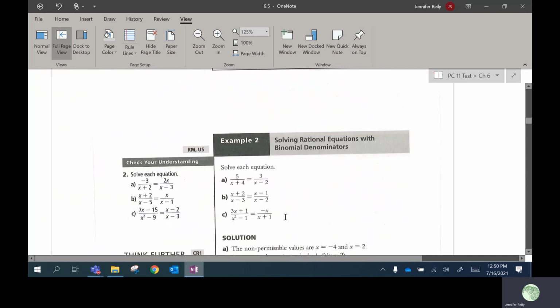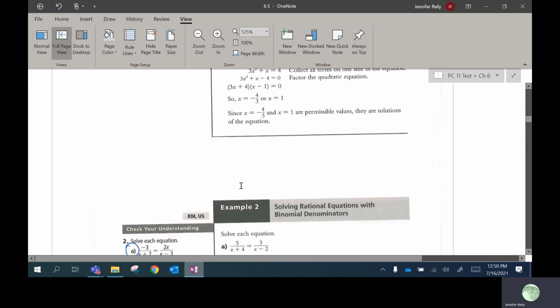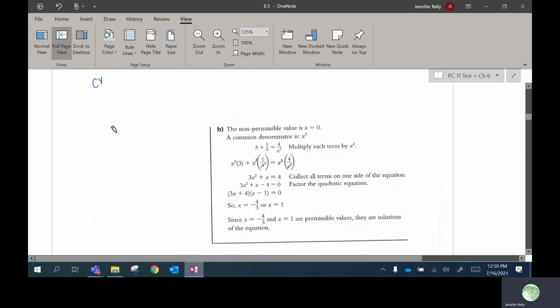I'm going to just do 2c for us. Okay, actually, no, I'll do 2a and then 2c. Let's do 2a up in the space above. So this is check your understanding number 2a. Okay, let me copy it down. So it'd be negative 3 over x plus 2. I like to put brackets around my factors just to remind myself that they kind of go together. 2x over x minus 3.